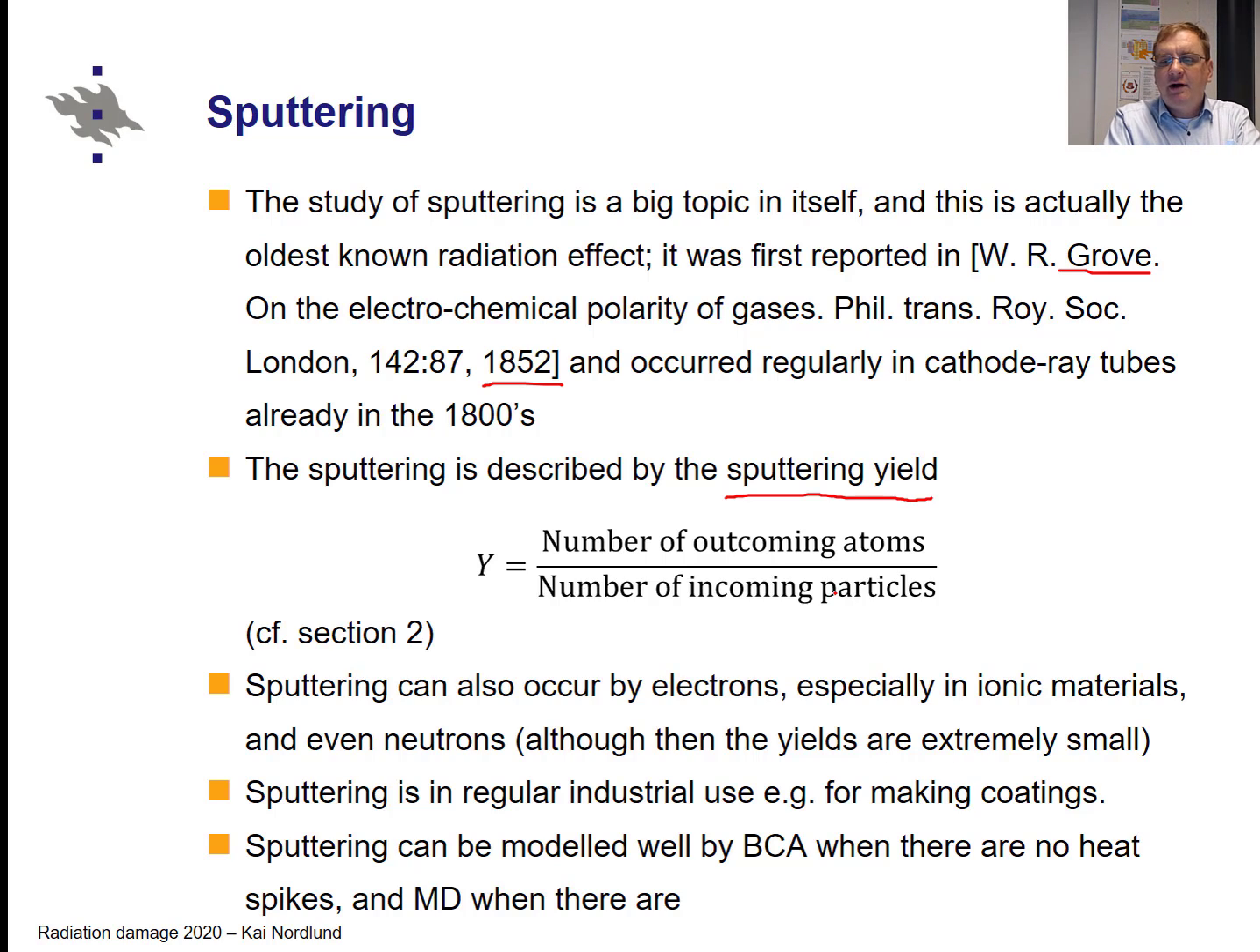So the examples shown here are for ions, and indeed sputtering is most efficient for ions, and that's why it's often discussed for ions. It can also occur for electrons, high energy electrons, and even neutrons, but because the neutron cross sections are very low, the sputtering yield by neutrons is extremely small. And sputtering can be modeled, studied scientifically, theoretically, and with computer simulations by the binary collision approximation, if the conditions are such that there are no heat spikes, and then by molecular dynamics when there are heat spikes.